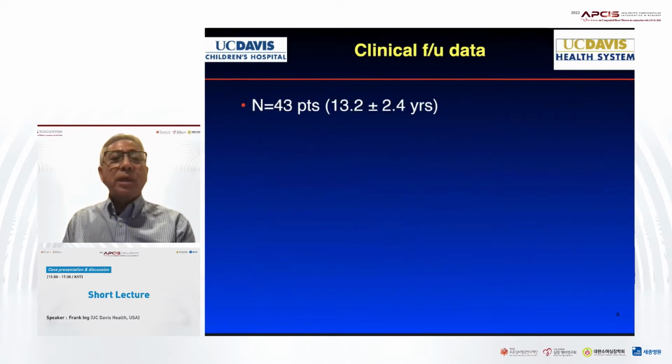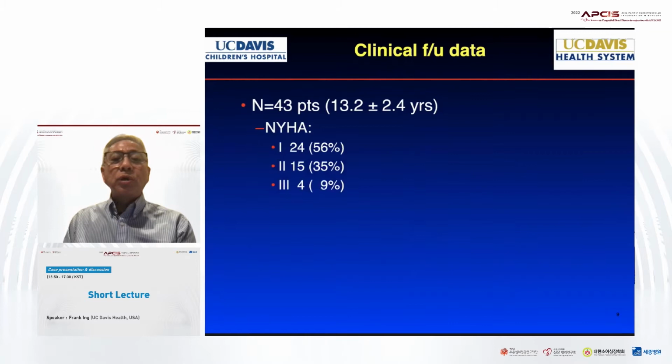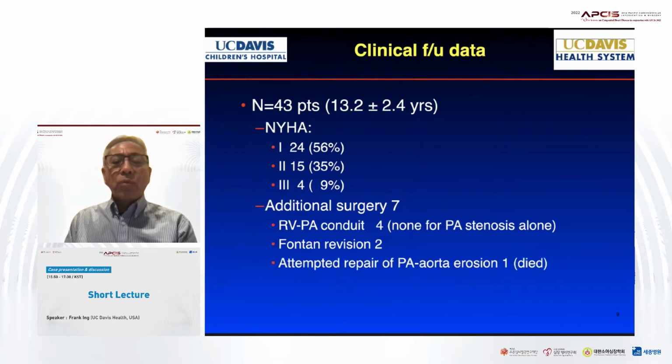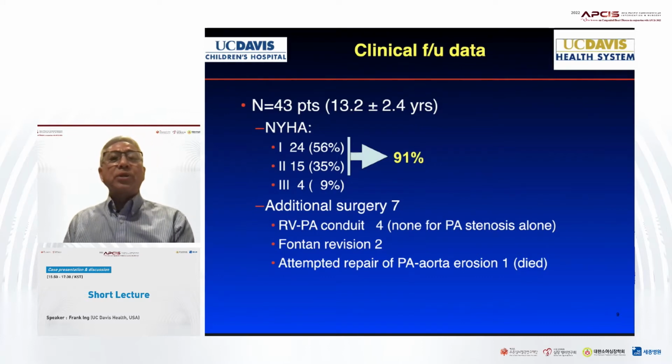Well, what's important is that of the 43 patients, looking at the New York Heart Association functional class, 1 and 2 took up almost the entire cohort. I think it was 91%, with a few that had higher classifications. 7 of them needed additional surgery, including conduits, Fontan revisions, and 1 was to attempt to repair that pulmonary artery to PA communication, which was the erosion that I mentioned earlier. So again, the majority of these patients actually had very good functional classifications.